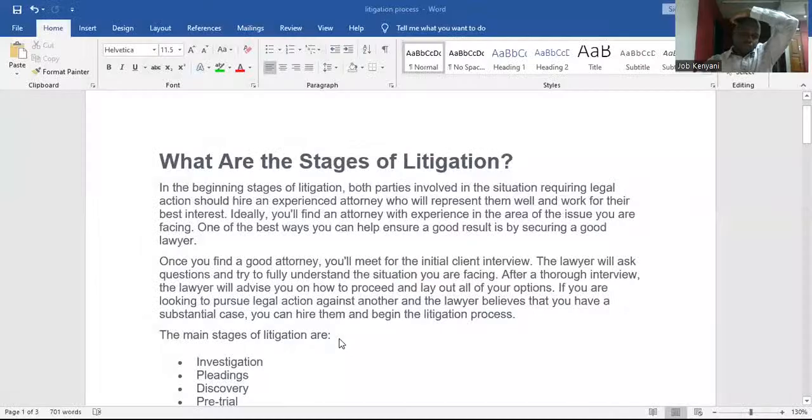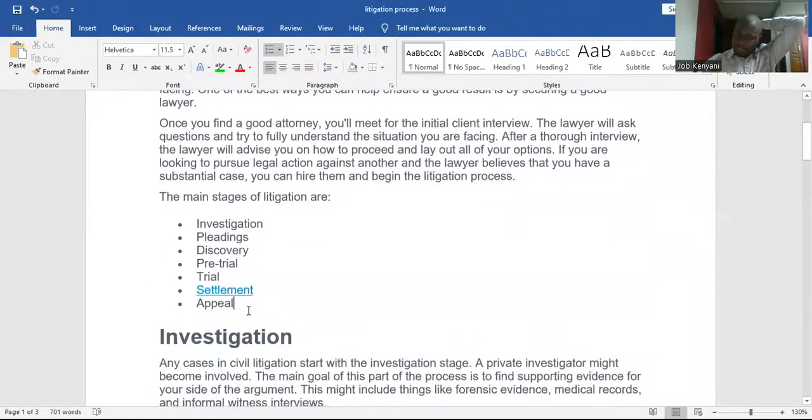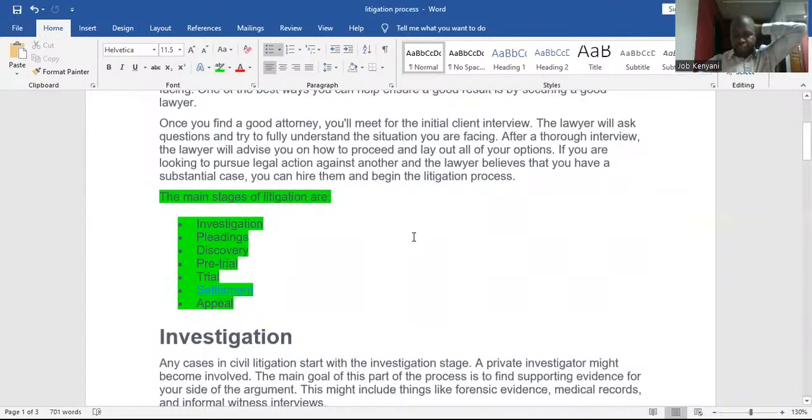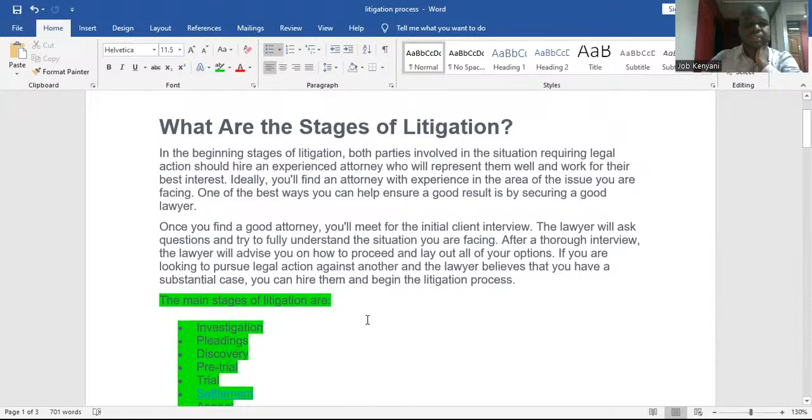So the litigation process. There are these main stages that can be seen in a litigation process: investigation, pleadings, discovery, pre-trial, trial, settlement, then appeal.